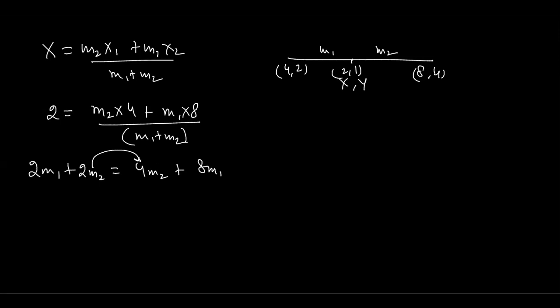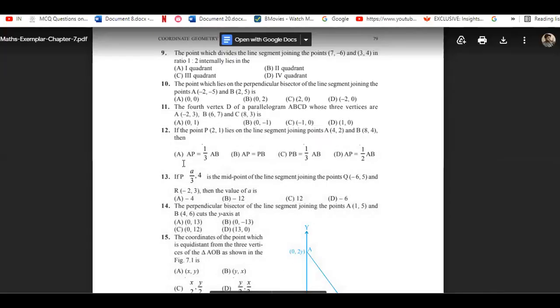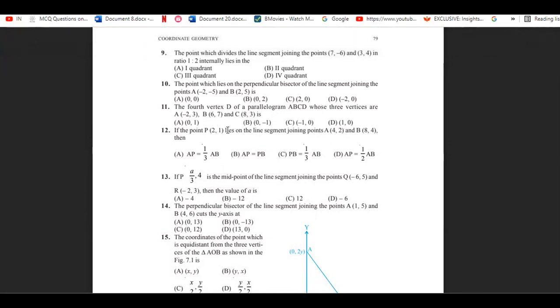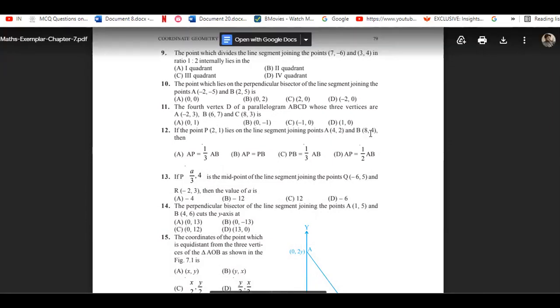8 comma 1, is it the positive? Let me check. The coordinate is 8 comma 4 or 4 comma... let me check the coordinate. So here the coordinates are 2 comma 1, is the point lies on the line segment joining the 4 comma 2 and 8 comma 4. 4 comma 2 and 8 comma 4 and 2 comma 1.